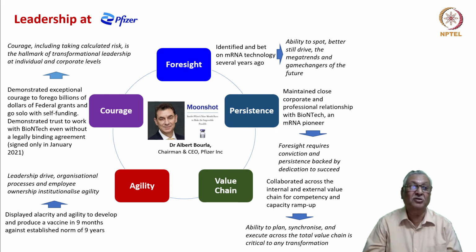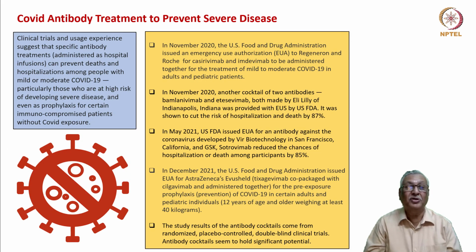But the story doesn't stop with just vaccines. Antibodies came in. People recognize that it is not always possible to completely prevent COVID-19. In fact, vaccines don't prevent, they only reduce the impact in terms of hospitalization. Clinical trials and usage experience suggest that specific antibody treatments administered as hospital infusions can prevent deaths and hospitalizations among people with mild or moderate COVID-19, particularly those who are at high risk of developing severe disease. It is also administered as prophylaxis for certain immunocompromised patients without COVID exposure.